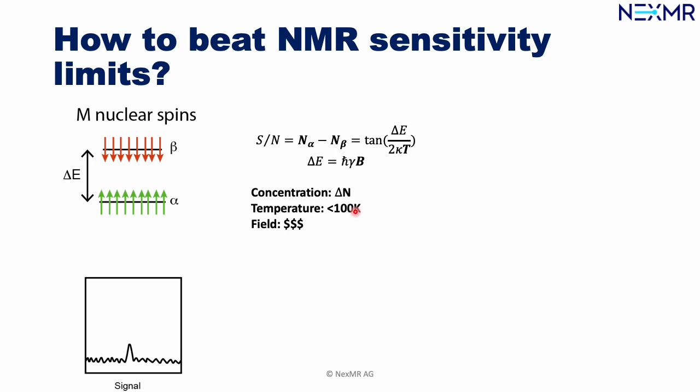But in our case, we do life science applications, so we always need to be pretty low in terms of concentration, between micromolar and millimolar, and we also need to operate at temperatures that are relatively high, often above 273 kelvins. Same for the magnetic field. This can be increased, but at this time of the video, the highest magnetic field commercially available is 1.2 gigahertz or 28 teslas.